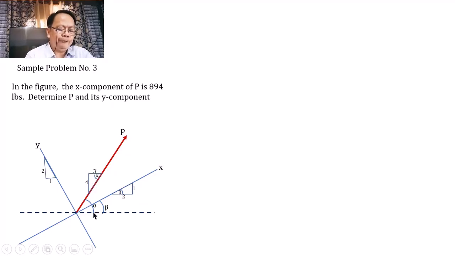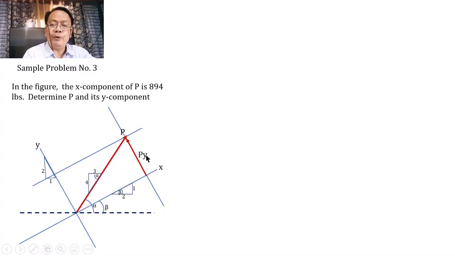Right? And if we are going to resolve P into components directed along the x and along the y, let us imagine that we pass a line parallel to the y at the tip of P. Similarly, we also pass a line parallel to x at the tip of the same force P. So, this component from here to there will represent the y component of P, and from here to there will represent the x component of P, where this x component is the given 894. Take note that this P is also the same as this side, and this Px is also equal to this side. That is why we have now formed a parallelogram.